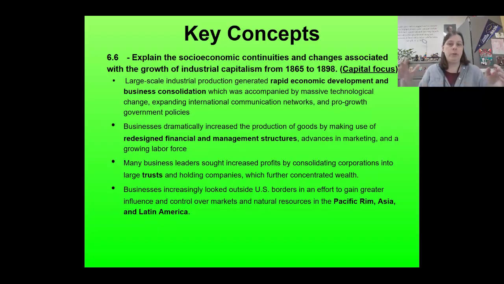This is 6.6, and if you look at it, it's asking you to explain the socioeconomic continuities and changes, so things that stayed the same and things that changed, associated with the growth of industrial capitalism. This particular key concept focuses on what's going on with capital, meaning the businesses and businessmen, from the business perspective. The next key concept, which we'll see in a couple slides, looks at this same topic from the labor perspective, so the people who are doing the work.